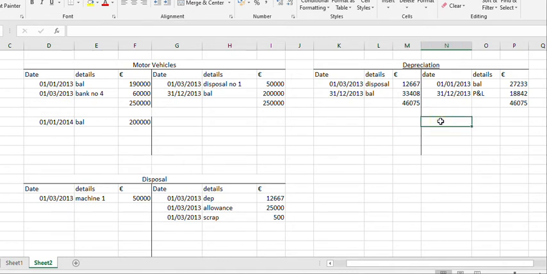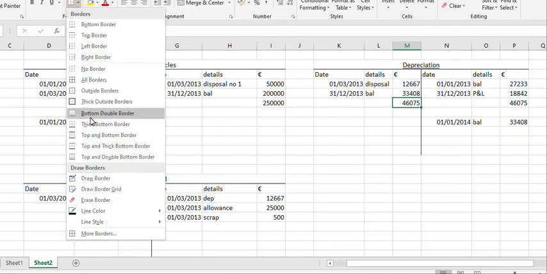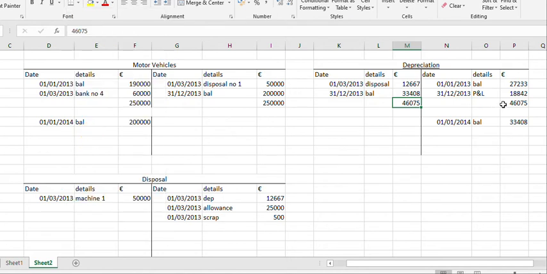That will be the opening balance on the 1st of the 1st, 2014. That will be your opening balance in the depreciation account. So 33,408. So just do a few lines here to tidy it up. You have to keep things tidy in this question. Make sure the corrector knows what you're doing date wise. Okay, so far we have the 2014 opening balance for motor vehicles, the 2014 opening balance for depreciation.